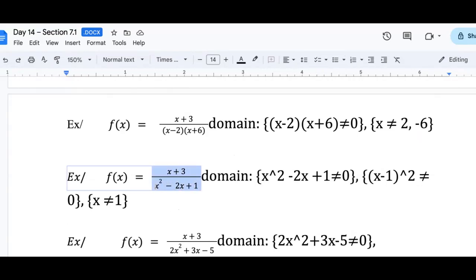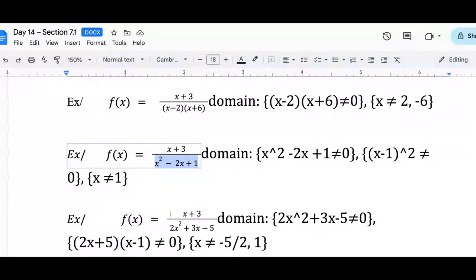Well, this one is x squared minus 2x plus 1, which is x minus 1 squared, right? When does this equal 0? Well, x minus 1 squared not equal to 0. We solve this, that means x not equal to 1, right? So the domain is x can be any number but 1.